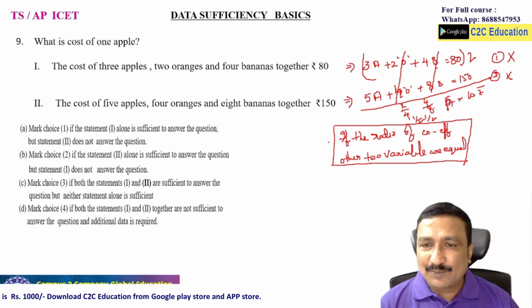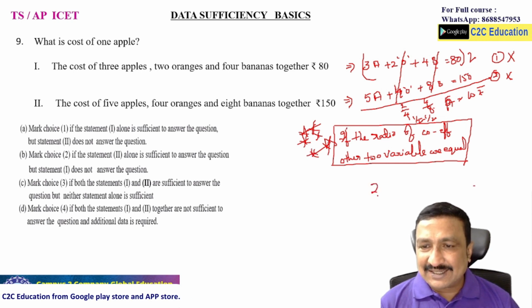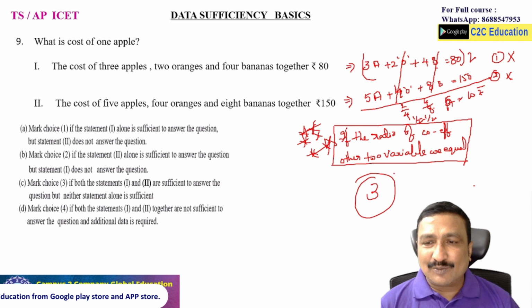So if you know this point, okay, when the ratio of the other 2 variable coefficients are the same, then you can find the third variable. So in this case the answer is the third option. Otherwise most of the people keep the answer as the fourth option, friends.